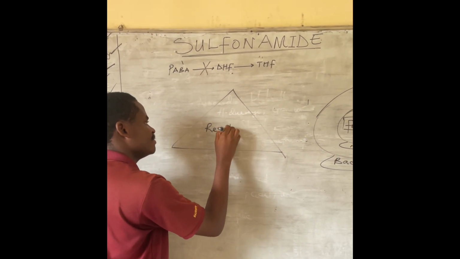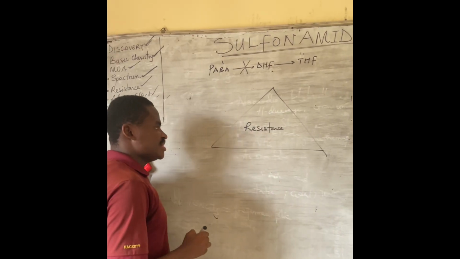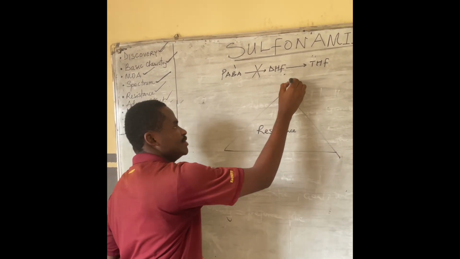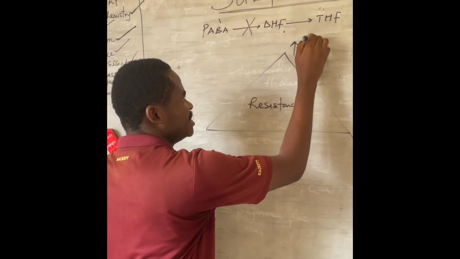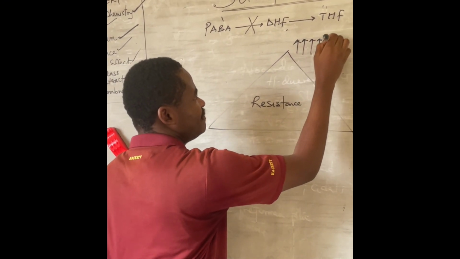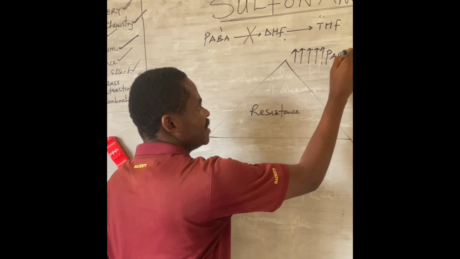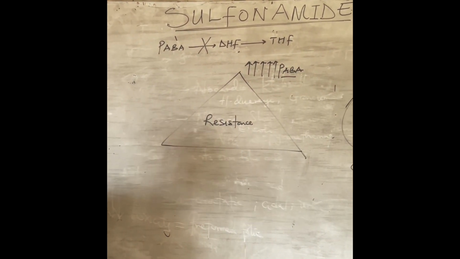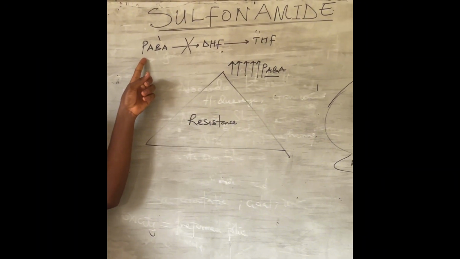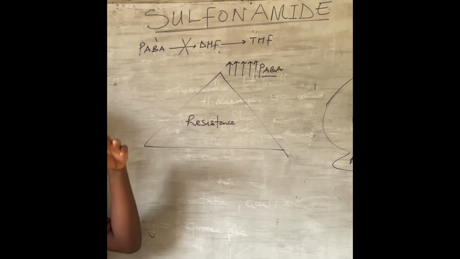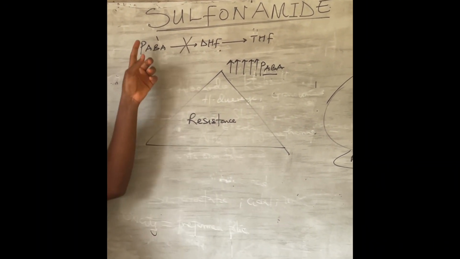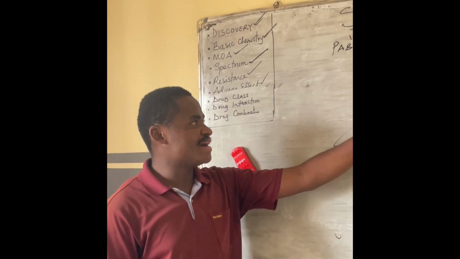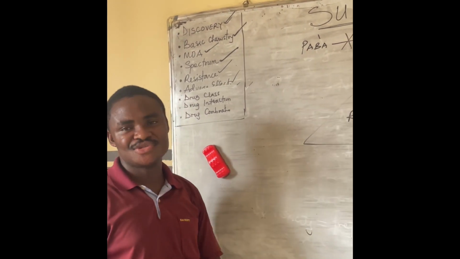Number one, what these bacteria have done is that they have increased the amount of PABA. They have found ways to increase PABA amounts. Okay? Yes, PABA, increase the levels of PABA. So when there are high levels of PABA, we also need an equivalent increase in the amount of sulfonamide to achieve the same therapeutic dose. So that's what they have done to resist, increasing the amount of PABA.